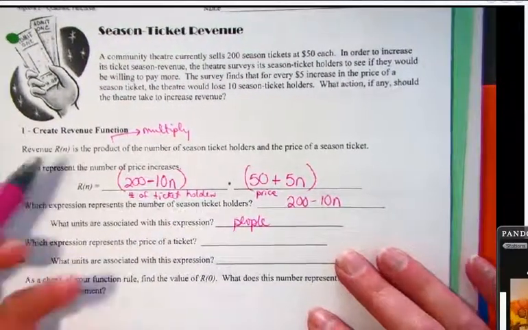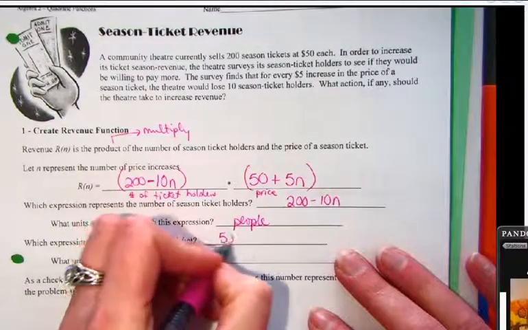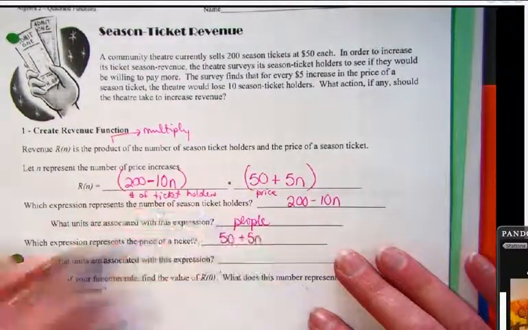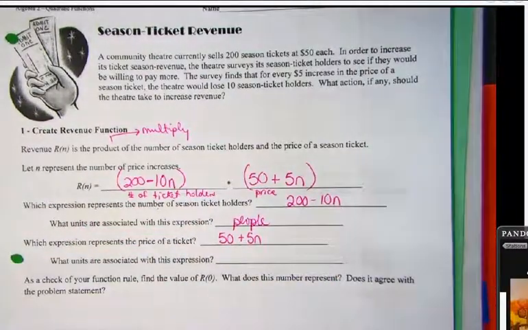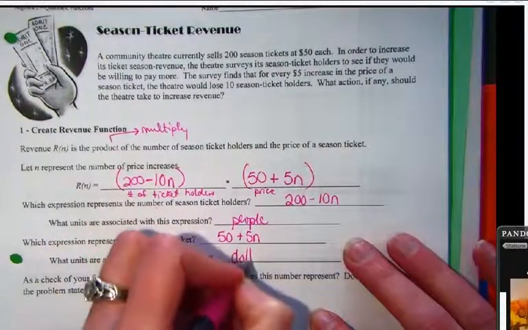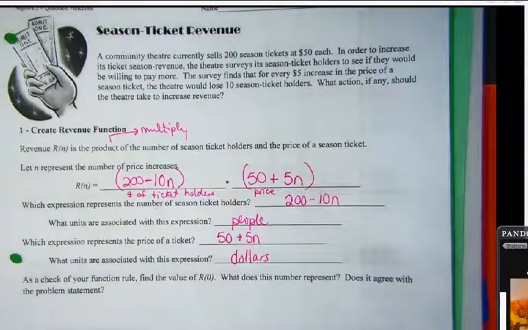And then our expression for the price of a ticket is the other part of it, the 50 plus 5N portion. And what units are associated with price? Dollars. Loving it.